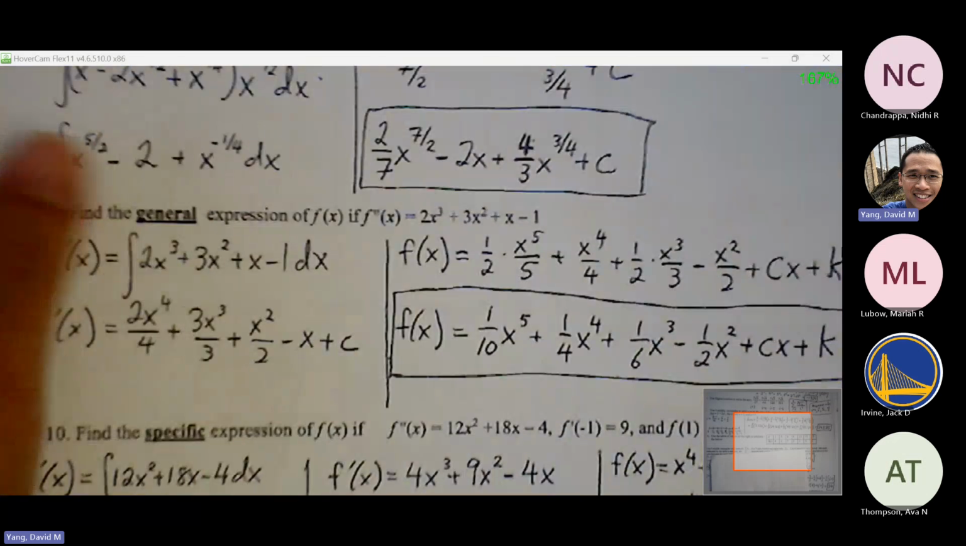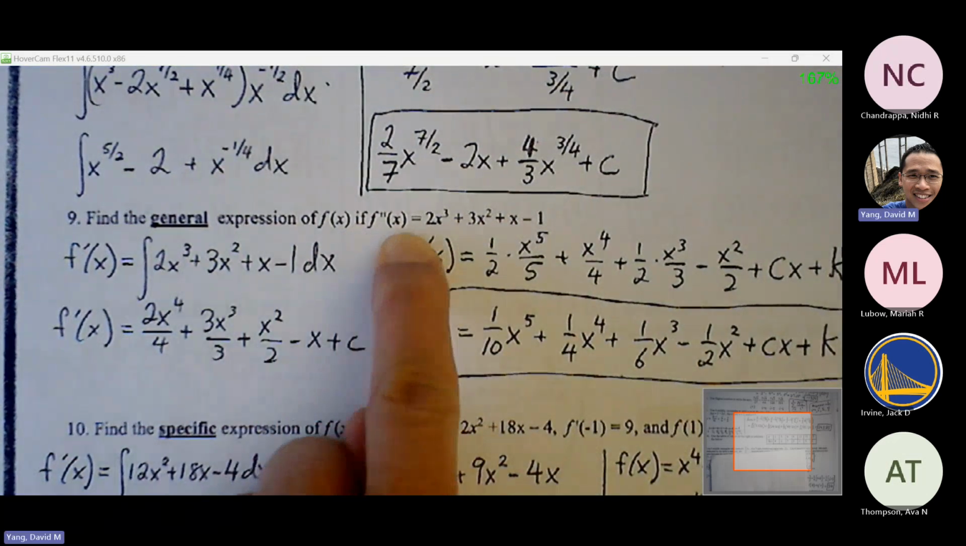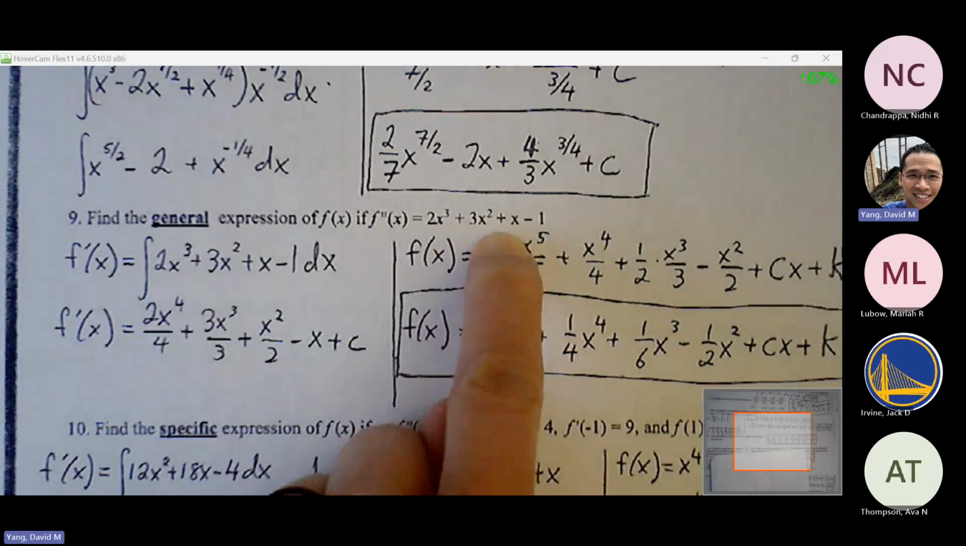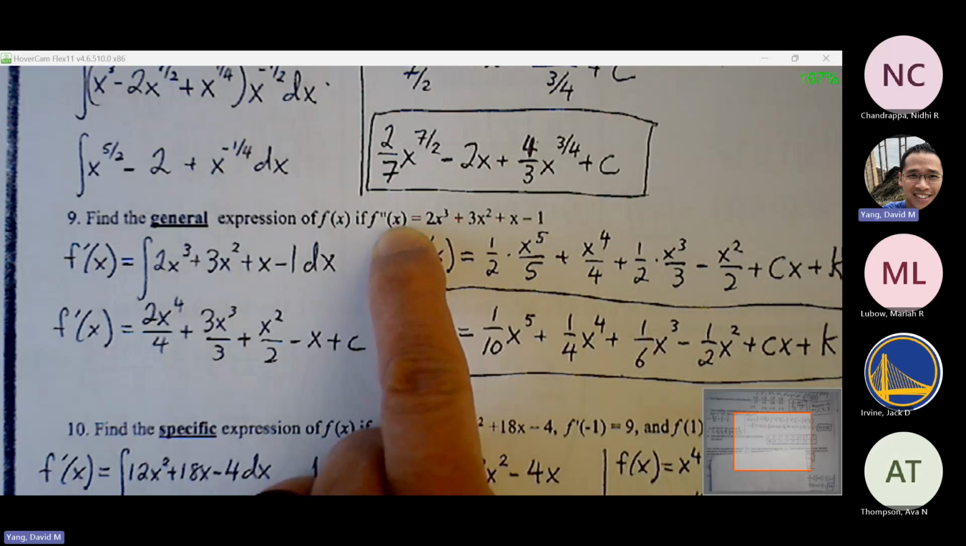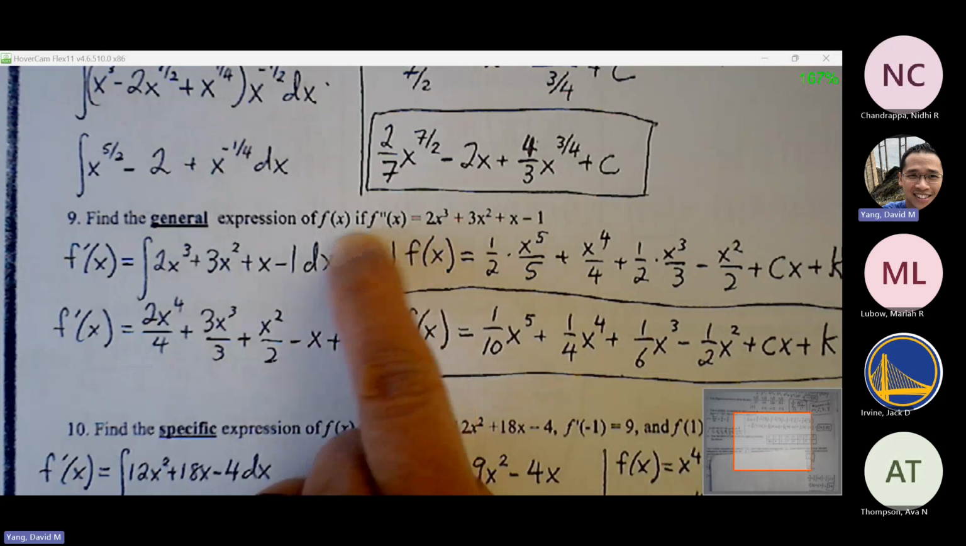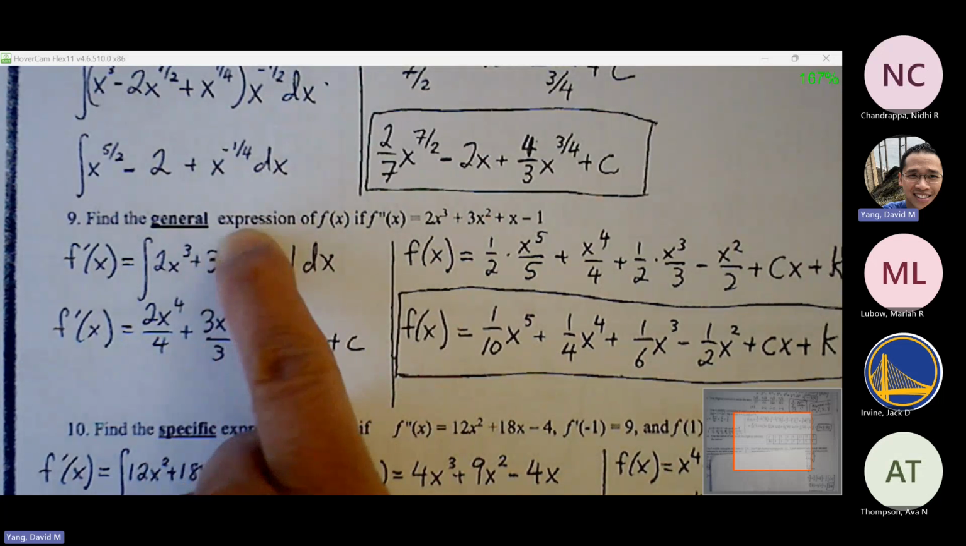Okay, number 9. It says find a general expression. So we're going to take the antiderivative twice, since we're all the way down at the second derivative level. Each time we do, we're going to have a plus constant that shows up. So we're not going to be able to find those values since they're not going to give that to us. And that's why it's called a general expression.